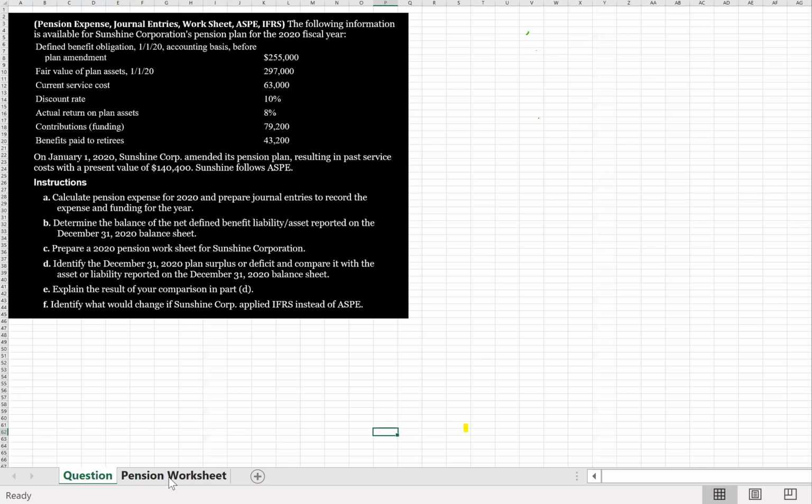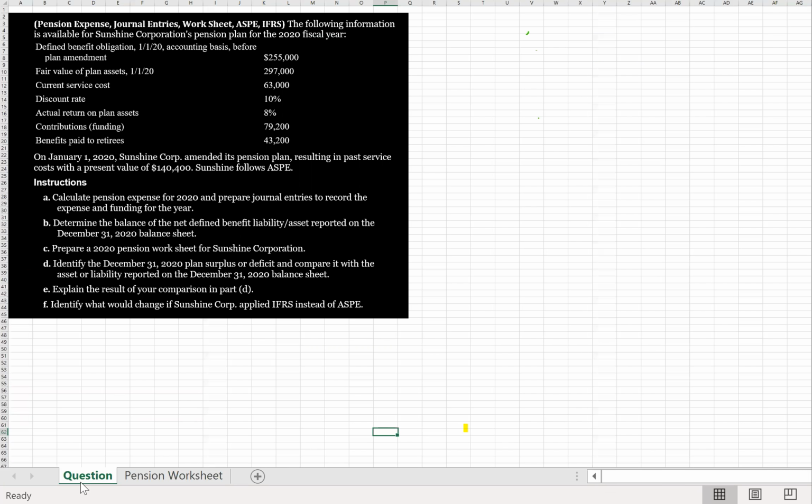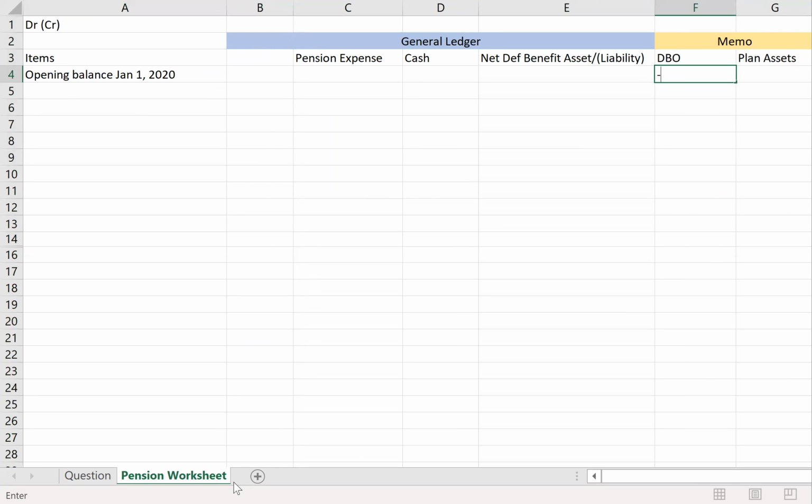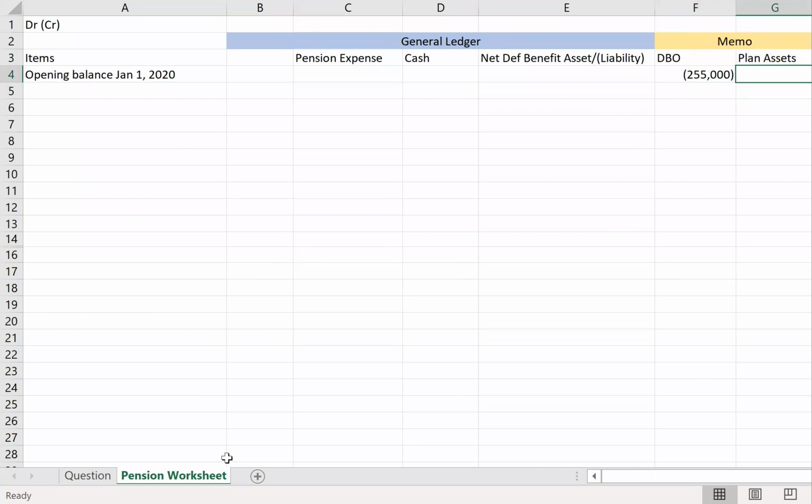So let's get started with the opening balances. Opening balance, January 1st, 2020. And we're given the opening balance of the plan assets. Sorry, the defined benefit obligation is $255,000. And of course, this is a credit balance because this is a liability. So 255. And we've got the fair value of plan assets are 297. And assets are, of course, a debit balance.